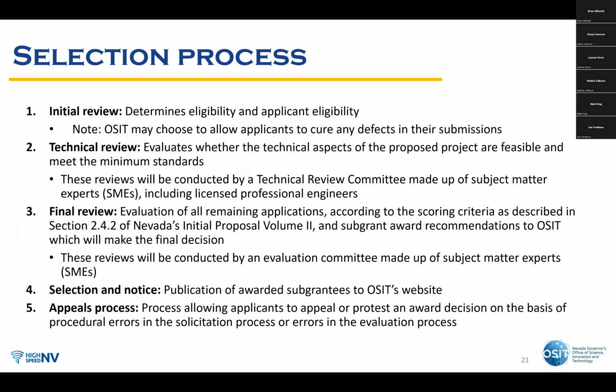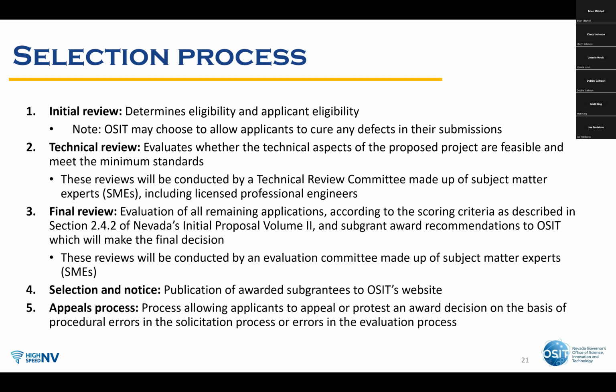The selection process for all of this will involve these processes, and these are all described in the initial proposal, volume 2. First, the initial review to determine eligibility and possibly allow curing of defects in the application. Second, a technical review, which will be an independent evaluation of technical aspects of the project to ensure feasibility and that minimum technical requirements are established. And this will be done by subject matter experts.